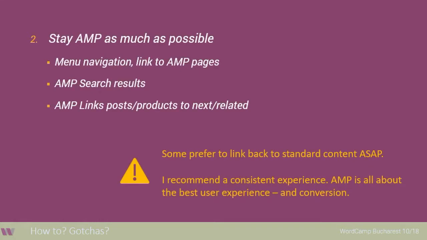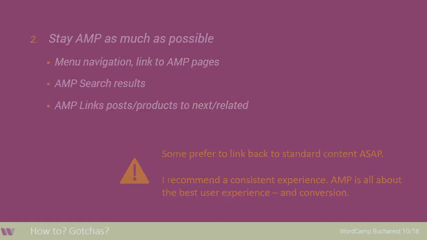The second important point, in my opinion, is that once you have a page which is AMP, you need to stay AMP as much as possible. So the links to other parts of your website have to be to other AMP pages as well. If you have a search page, it should show AMP search results, and you should have a search box. If you link to other products, related products, things like that, then it should also be to AMP. That's controversial. Many people want to go back to the site, but I'm saying that AMP is about conversion and engagement, so you need to have a consistent user experience.